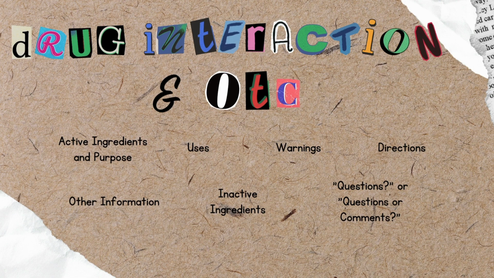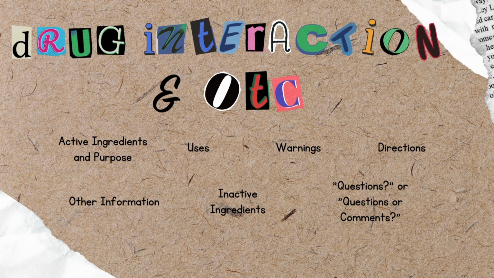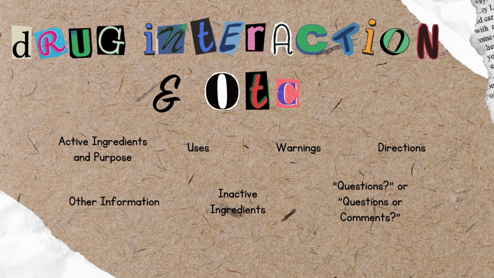The active ingredients and purpose sections list the name and amount of each active ingredient and the purpose of each active ingredient. The uses section of the label tells you what the drug is used for and helps you find the best drug for your specific symptoms. The warning section of the label provides important drug interaction and precaution information, such as when to talk to a doctor or pharmacist before use, the medical conditions that may make the drug less effective or not safe, under what circumstances the drug should not be used, and when to stop taking the drug.